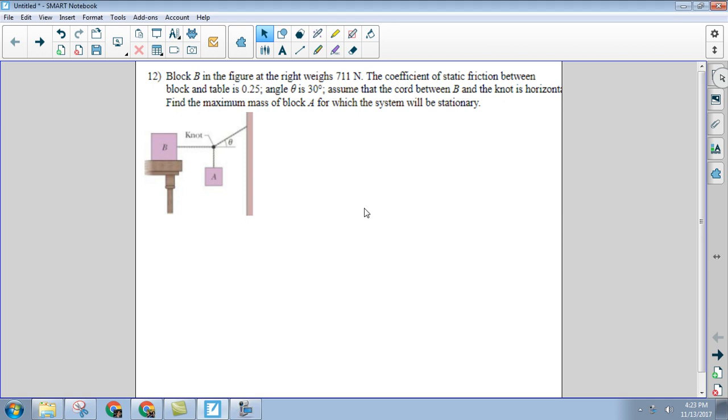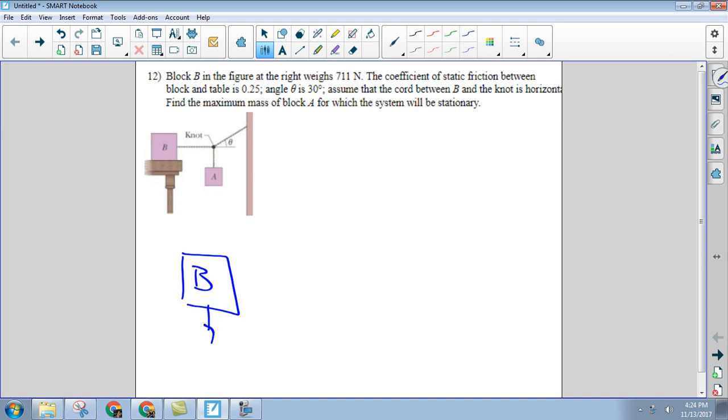All right, here we go. So this is problem number 12 from section 5.2. We've got block B in the figure here. It tells us that it weighs 711 newtons. So let's make a little drawing here for block B. It weighs 711 newtons. So I can put in my force of gravity, negative 711 newtons.